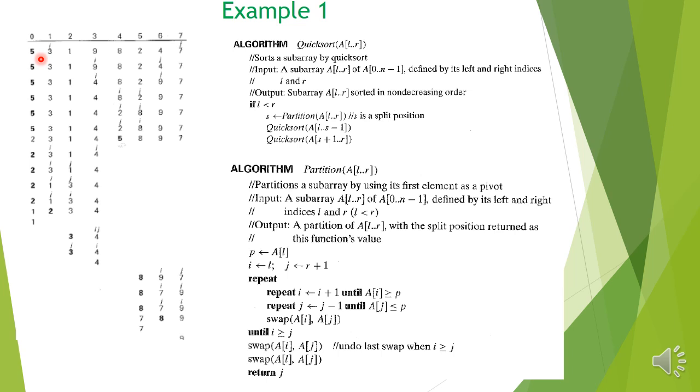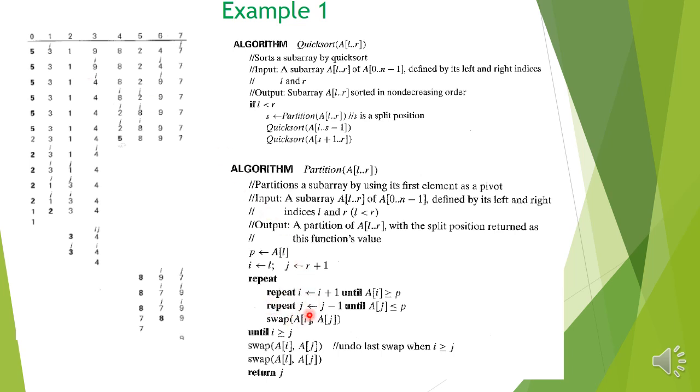So we are incrementing the I value and checking. Now 3 is less than 5, so again we increment the I value. This loop will be repeated until A of I is greater than or equal to the pivot element. Otherwise this loop will be repeated. Here 3 is less than 5, so we repeat the process. Now I becomes here, 1 is less than 5, so again we increment the I value. Now 9 is greater than 5, so we can stop this first do while loop.